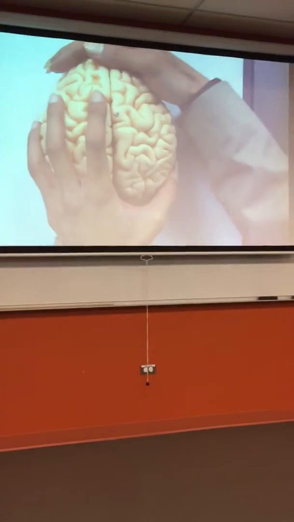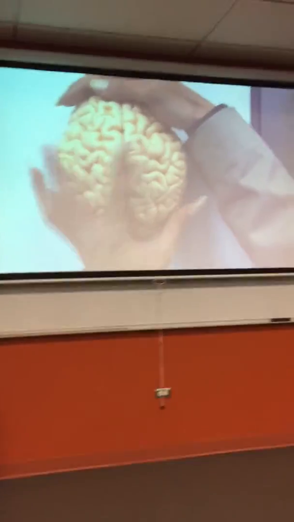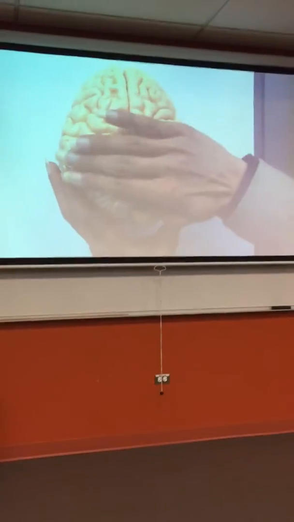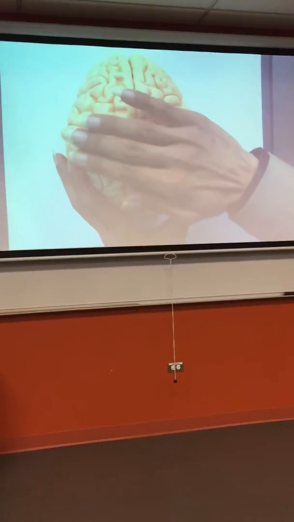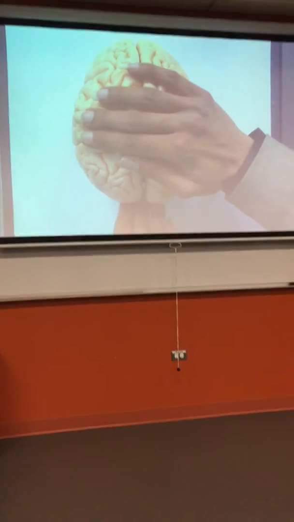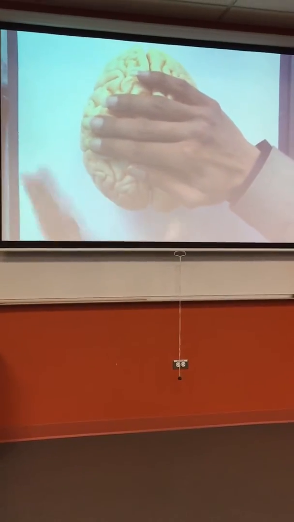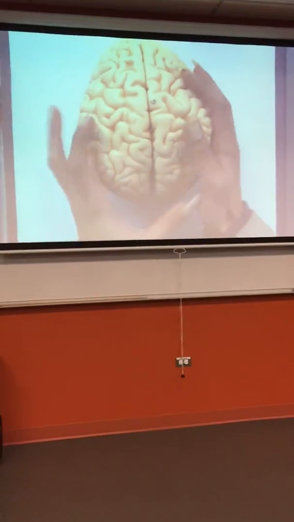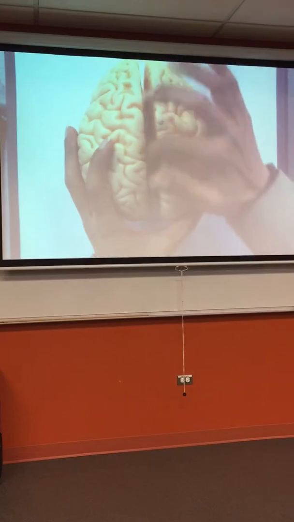This is the front of the brain, and this is the back of the brain, right? Name the lobe: frontal lobe. Parietal lobe. Occipital lobe. Temporal lobe. These are the two hemispheres, and they're connected together by the longitudinal fissure.